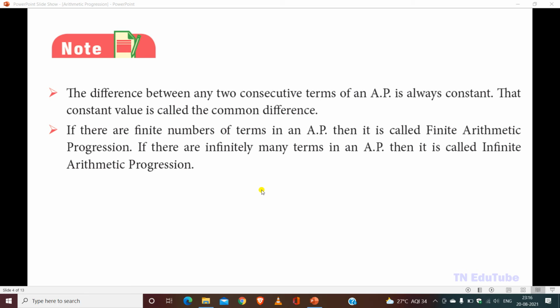Then see the note. The difference between any two consecutive terms of an AP is always constant. That constant value is called the common difference. If there are a finite number of terms in an AP, then it is called a finite arithmetic progression. If there are infinitely many terms in an AP, then it is called an infinite arithmetic progression.